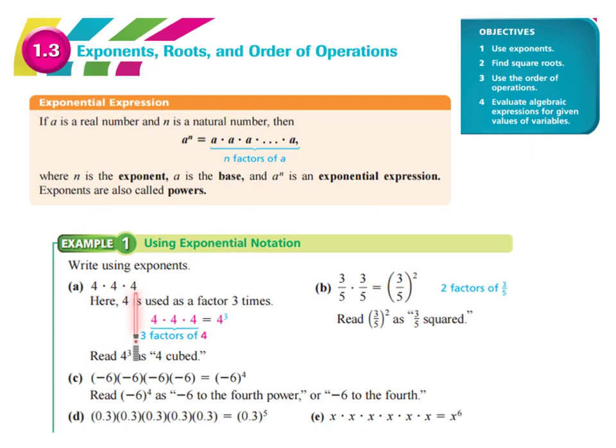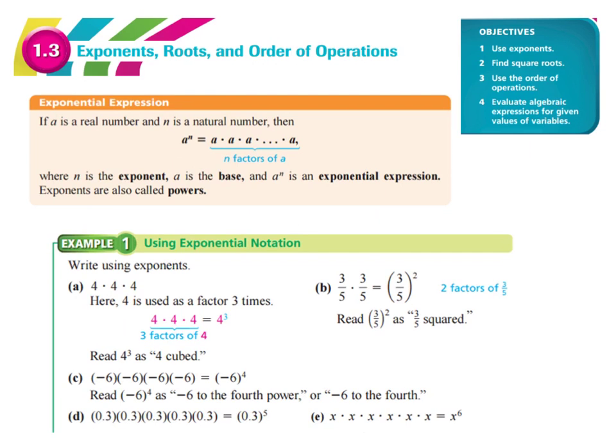So 4 times 4 times 4. There's 3 4s, so that would be 4 to the third power. For something like 3 to the 5th times 3 to the 5th, it's 3 to the 5th squared. Now these parentheses are important. They show that the entire 3 to the 5th is getting squared.